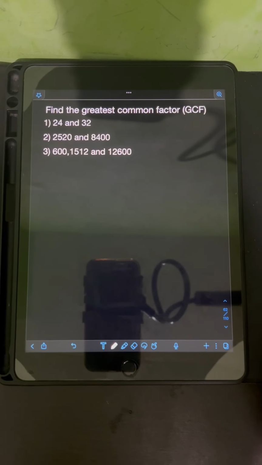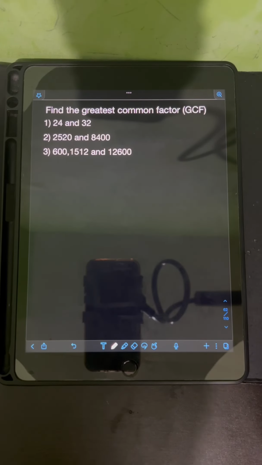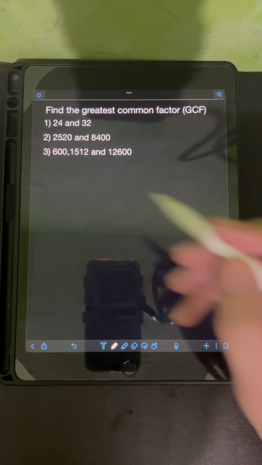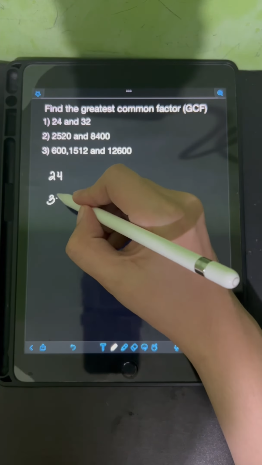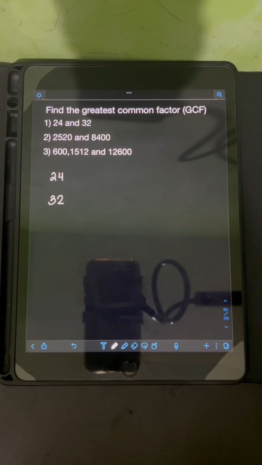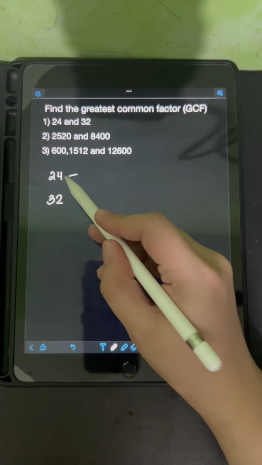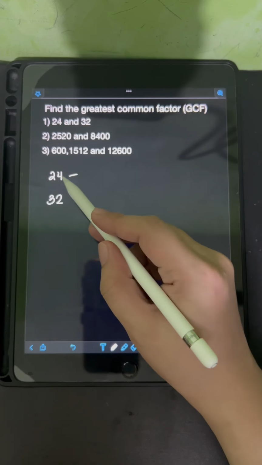Let's solve these problems. Find the greatest common factor or GCF. So let's start with number 1: 24 and 32. If the numbers given are just small numbers, we can just use the listing method. So I will apply the listing method here. I will list down all the factors of the given numbers.